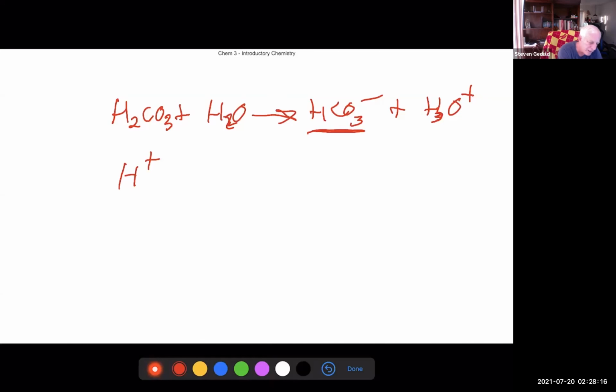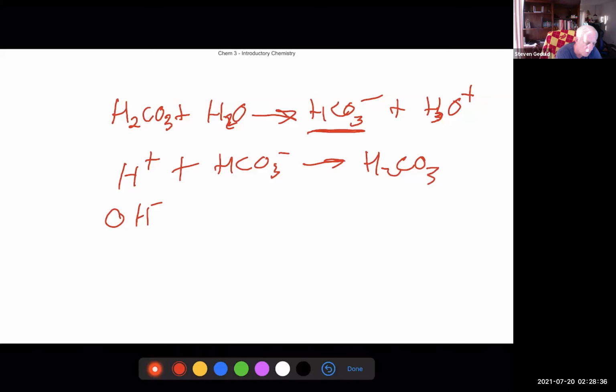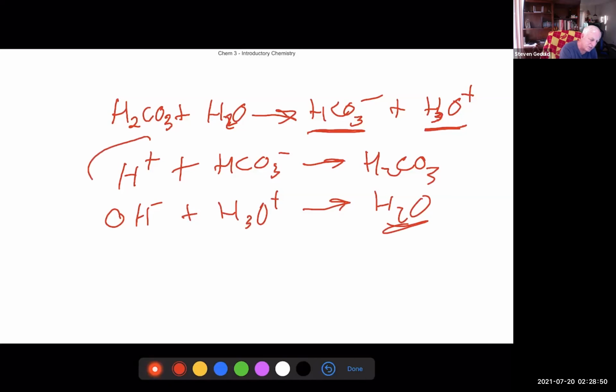So the H plus in the blood reacts with this ion here, HCO3 minus, to go back to carbonic acid and absorb some of that H plus. Okay, if the bacteria or the infection produces OH minus, OH minus can react with the H3O plus, which is this right here, to form H2O. Because it takes the hydrogen back off and forms H2O, which neutralizes it. So whether you add H plus in our blood from an infection or the infection adds OH minus, we neutralize it. It's called a buffering solution.